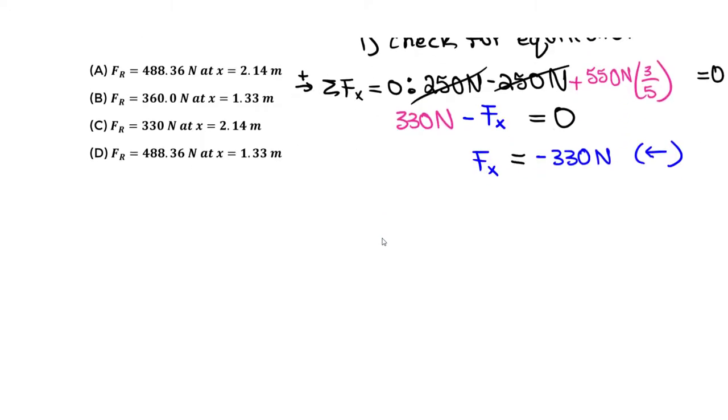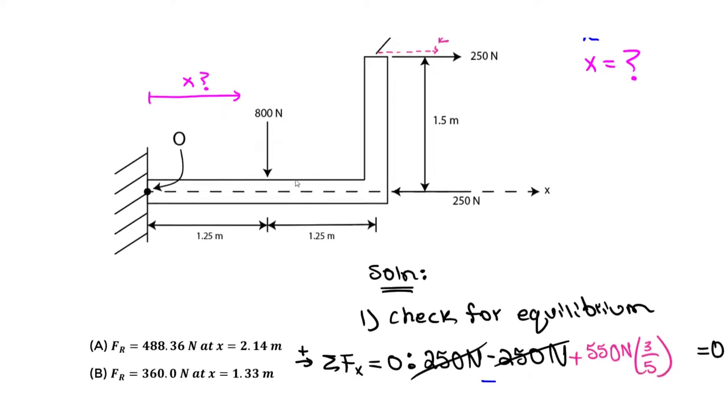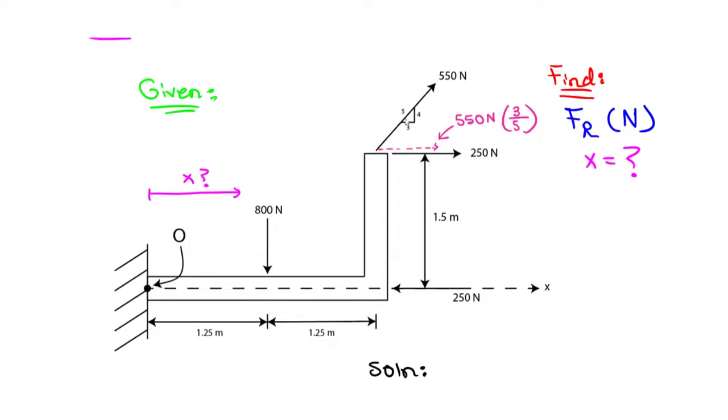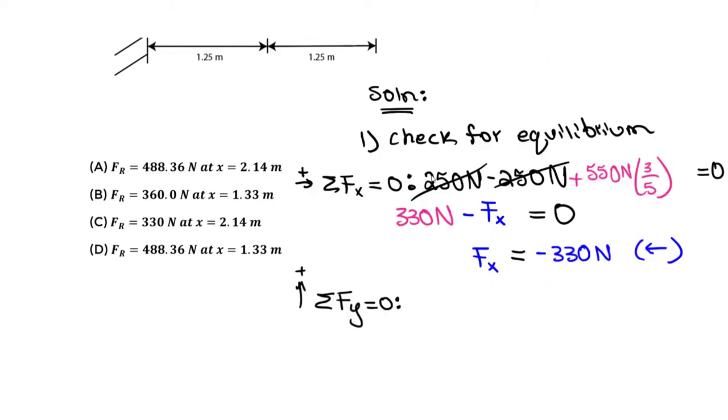Now you will do the same thing in the y direction. The sum of the forces in the y equals zero, going up is positive. So you get everything in the y. You have the 800 negative, it goes down, and then we have this 550. Let's get that y component. It goes up vertically. You take the magnitude of 550 newtons times 4 over 5. 4 is the vertical over the hypotenuse, so that's the component in the y.